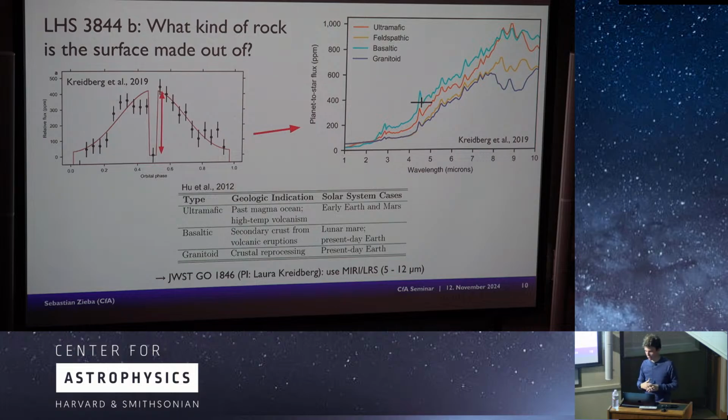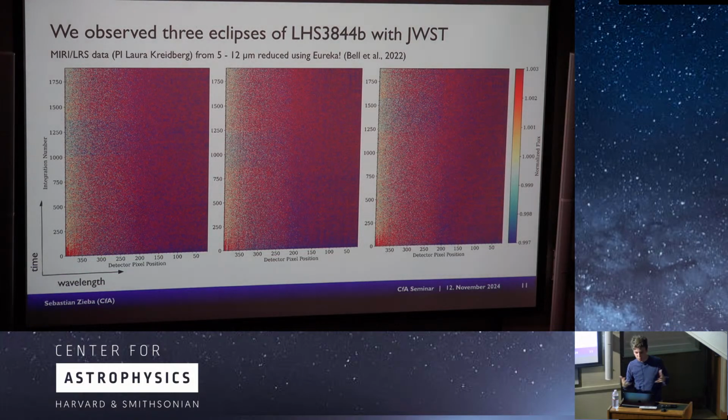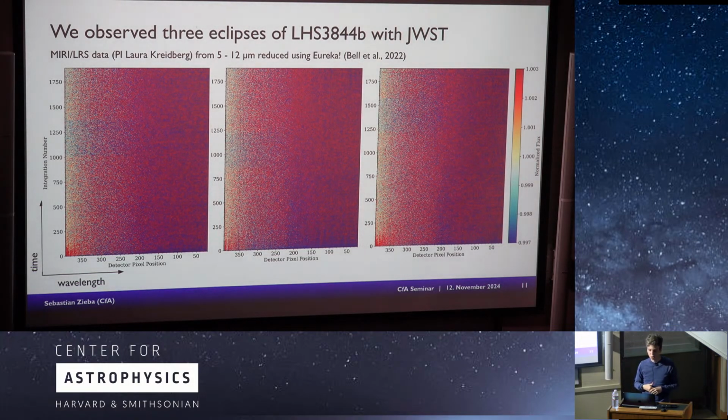As you might see, there are certain features at these longer wavelengths, like certain dips, which might then tell you nicely which kind of surface it is in the end. And so these are the observations we have now. Three eclipses, three times the planet disappearing behind its host star. The data has already been taken a couple of months ago.